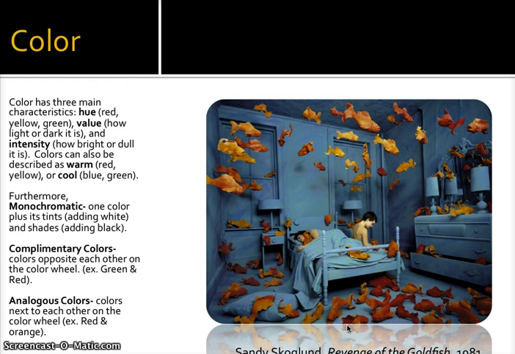So tints would be adding white, so think of pink, where red is adding white to make a pink, and then shades would be a darker color of it. Complementary colors are colors that are opposite each other on the color wheel. Example, red and green. And then analogous colors are colors that are next to each other on the color wheel, like red and orange. So this photograph is by a lady named Sandy Skoglund.